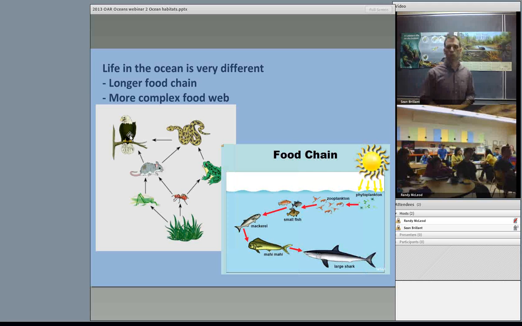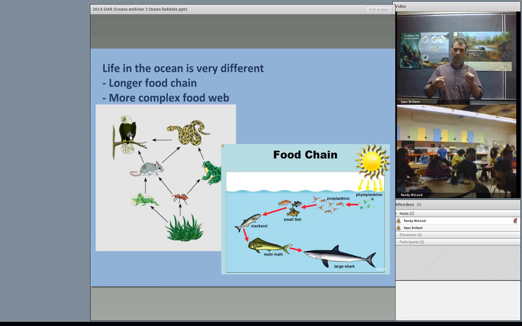Here is a marine food chain. There is phytoplankton, microscopic plants, eaten by microscopic animals, eaten by slightly bigger but small fish, eaten by bigger fish, eaten by even bigger fish, or whales at this level. So what's different from this? I don't know if you can notice it, but the food chain in the ocean is slightly longer.